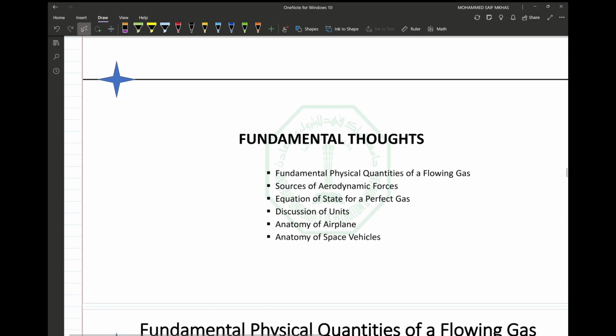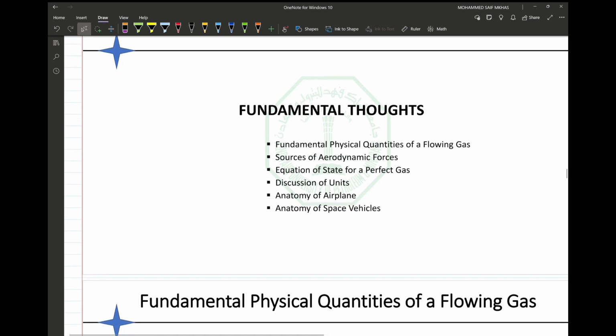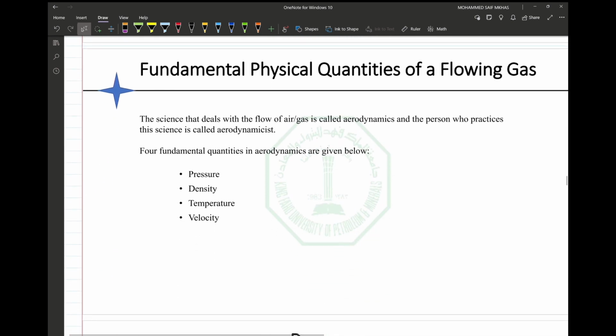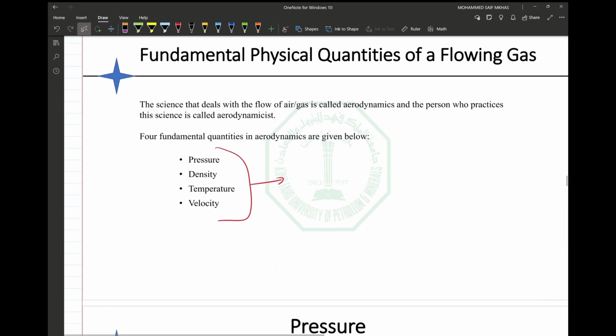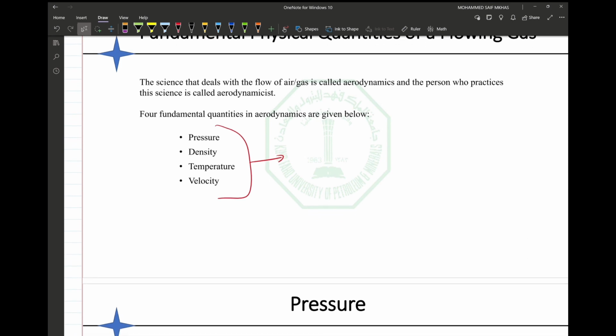And then there are the fundamental thoughts of aerospace. There are some gas laws, sources of aerodynamic forces, and also units, anatomy of airplanes, and anatomy of space vehicles, and the equation of state. These will be covered in this chapter. Starting from fundamental physical quantities, we have four that are used very often in aerodynamics: pressure, density, temperature, and velocity.